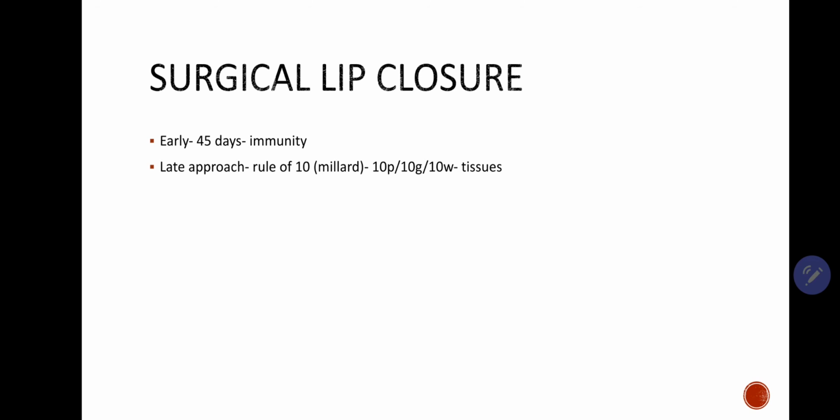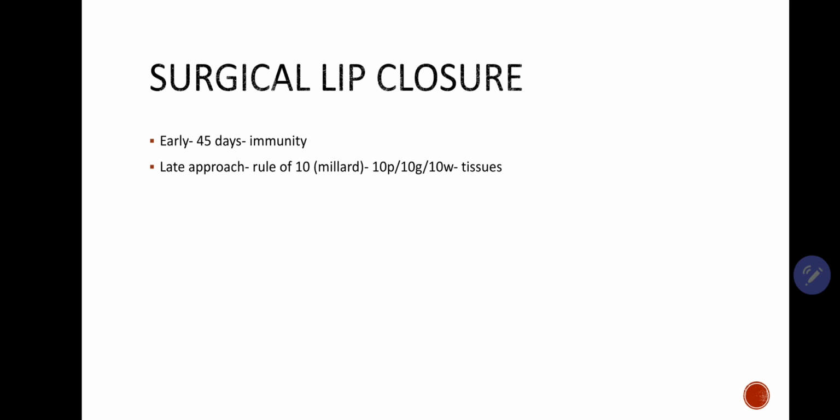It is mostly done at the age of 10 weeks. 10 weeks would be around how much? 2 months, mostly 2.5 months. So according to Millard, the rule of 10: the baby should weigh 10 kgs, the hemoglobin of the baby should be 10 milligrams per dl, and the age of the baby should be 10 weeks. So this rule of 10 was given by Millard. Very important, very short answer.